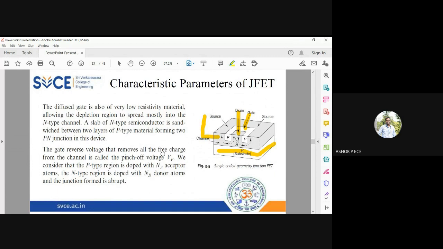Okay, so you know that we are going to apply negative voltage to your gate, which is going to remove all the free charge from the channel, and the channel is said to be pinched off. So that voltage is going to be called pinch off voltage VP. So assume that in P type we have acceptor atoms of density Na, and in the N type you have donor atoms of density Nd, and the junction formed is abrupt. You have an abrupt junction formed between the P and N regions, and P will have Na number of acceptor atoms, and N region will have Nd number of donor atoms.